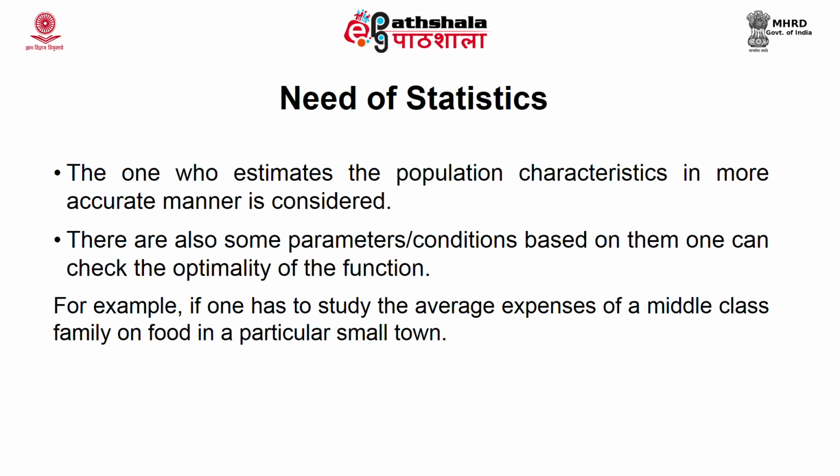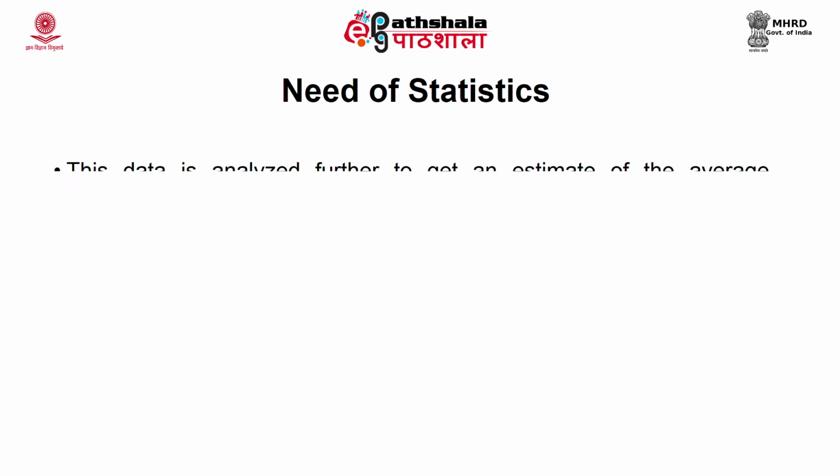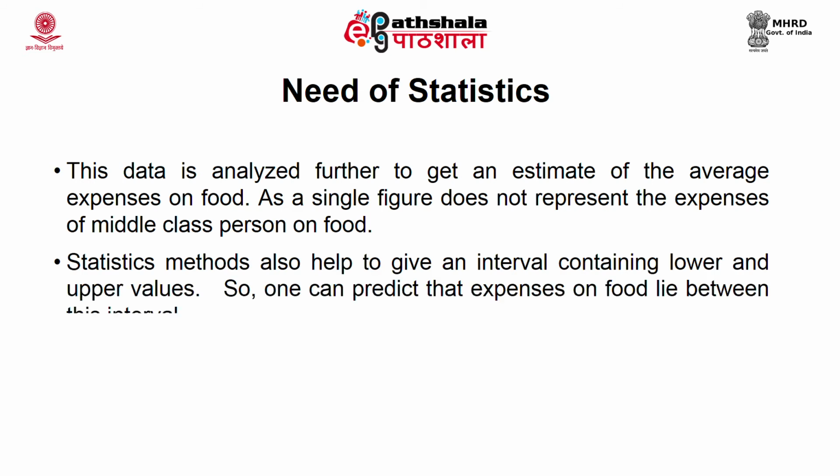So for example, if one has to study the average expenses of a middle class family on food in a particular small town, using sampling techniques one can choose some houses from the list of available houses, then collect responses from them. This data is analyzed further to get an estimate of the average expenses on food, as a single figure does not represent the expenses of a middle class person on food. Statistical methods also help to give an interval containing lower and upper values, so one can predict that expenses on food lie within this interval.